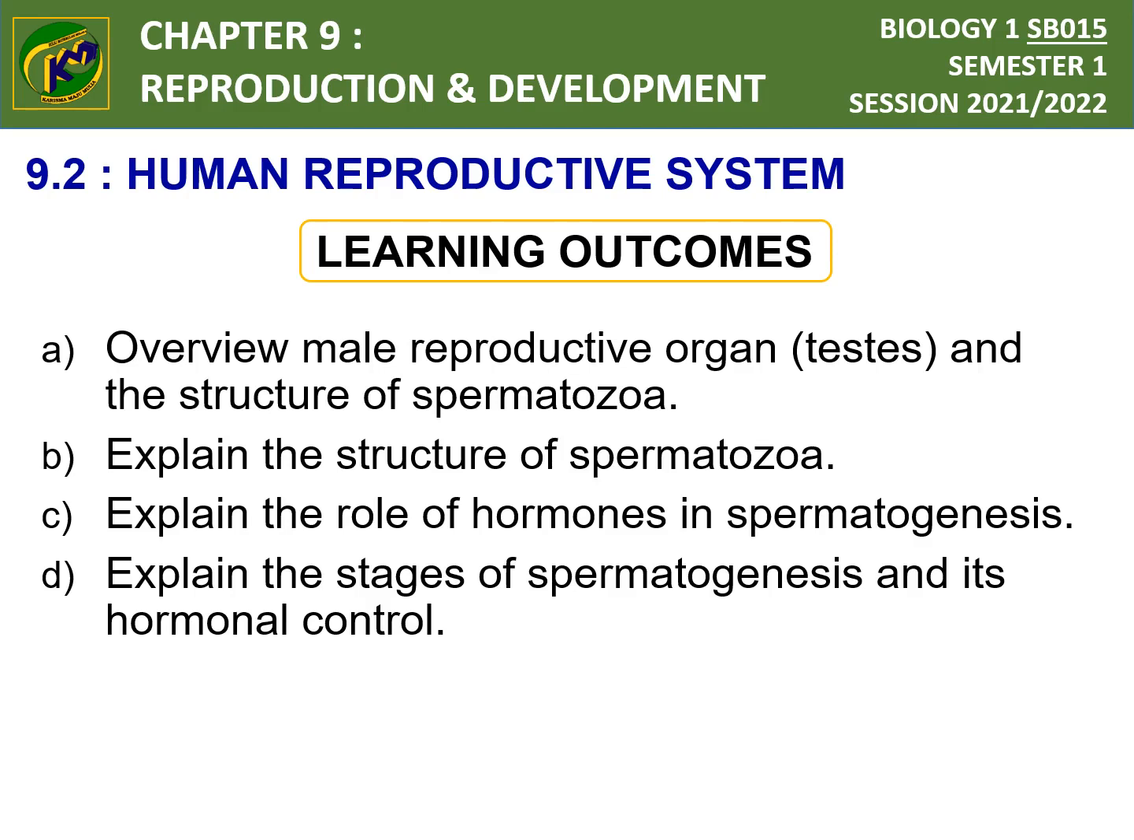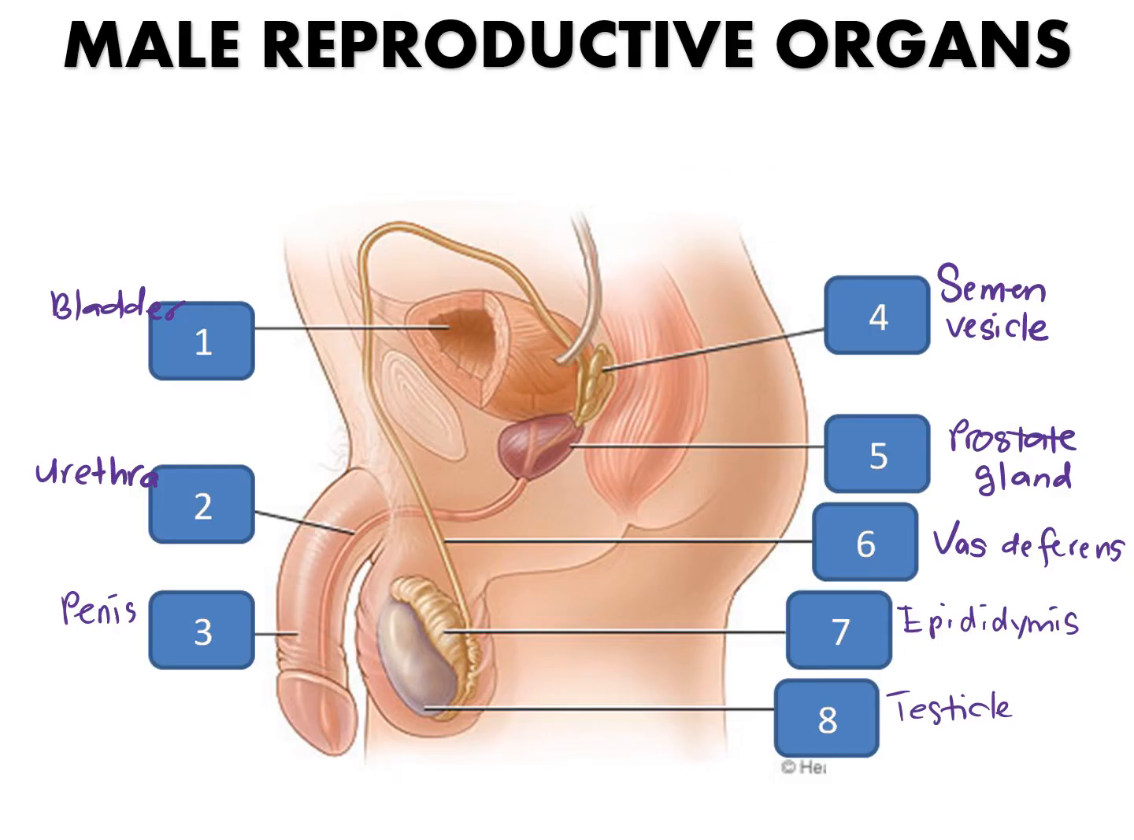In this video, I'm going to explain about the human reproductive system, specifically the male reproductive system. Before that, let's review the male reproductive organs. The male reproductive organs basically involve the penis, urethra, testicles, epididymis, vas deferens, prostate gland, seminal vesicle, and the bladder, which is the organ that contains the urine before it is discharged through the urethra.